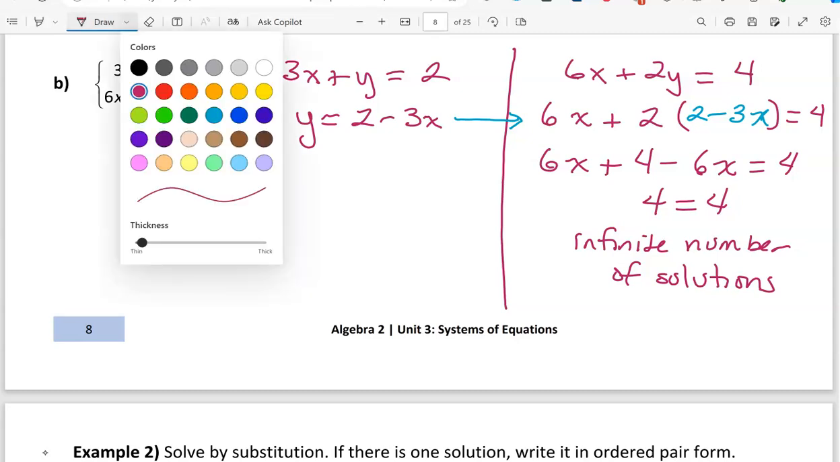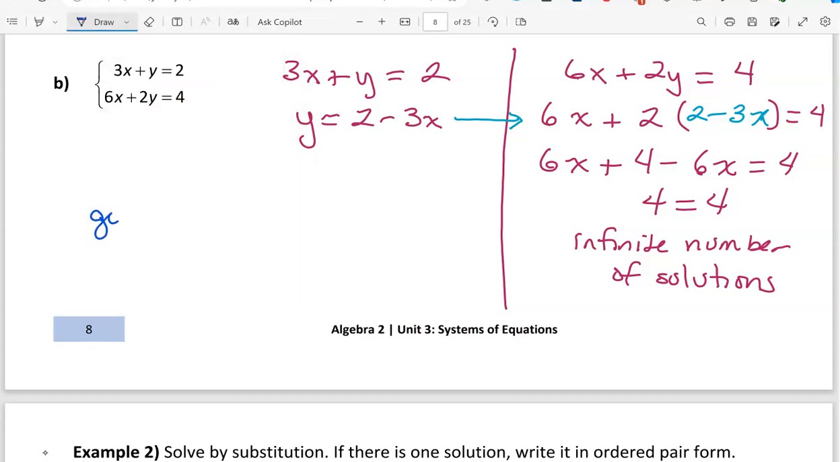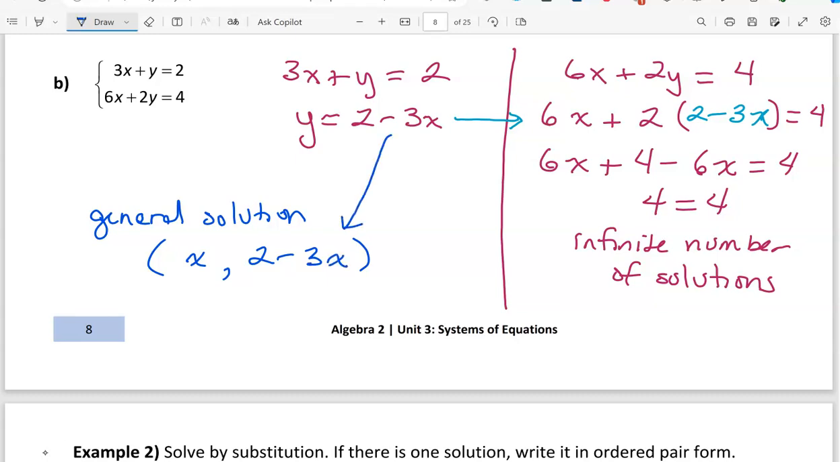Remember that in Algebra 2 we're going to go one step further, and we're going to write what's called a general solution as an ordered pair, and that ordered pair will have x in the x-coordinate position and then 2 minus 3x in the y position. That 2 minus 3x came from what y is equal to. So all the solutions have to fall into the pattern of that general solution. If we pick an x value, we can calculate the y value by subtracting 3 times the x value from 2.